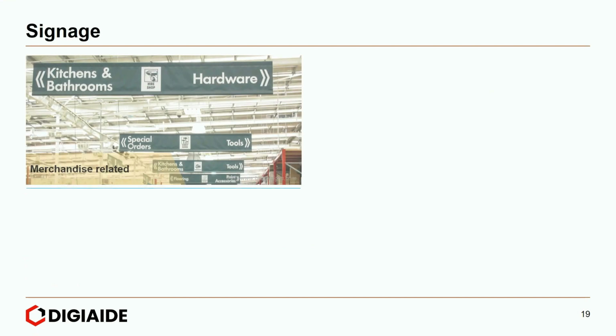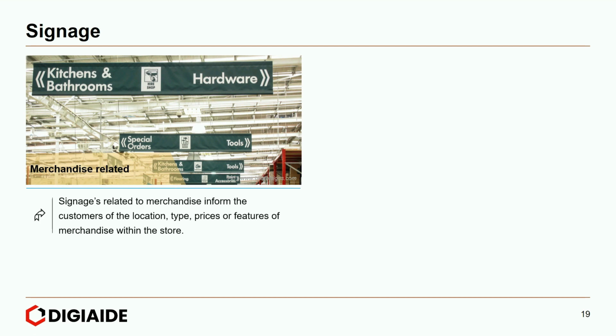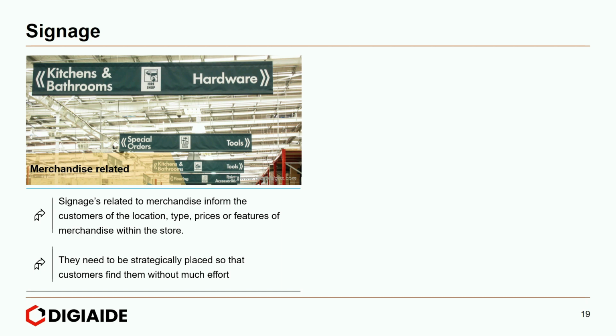Let's move on to the next topic, which is signage. Signage could be broadly of 2 types. Merchandise related, which is related to merchandise to inform the customer of the location, type, prices, or features of merchandise within the store. They need to be strategically placed so that customers find them without much effort.